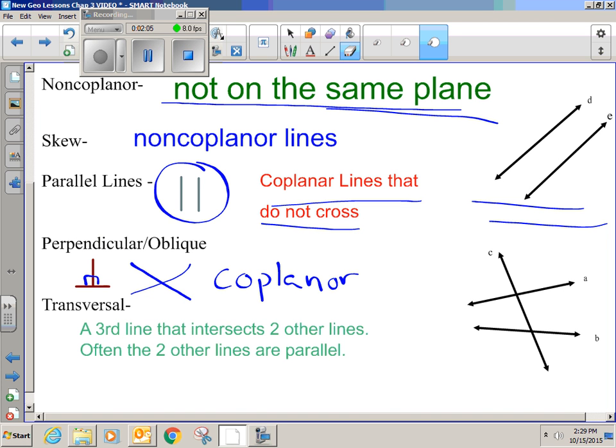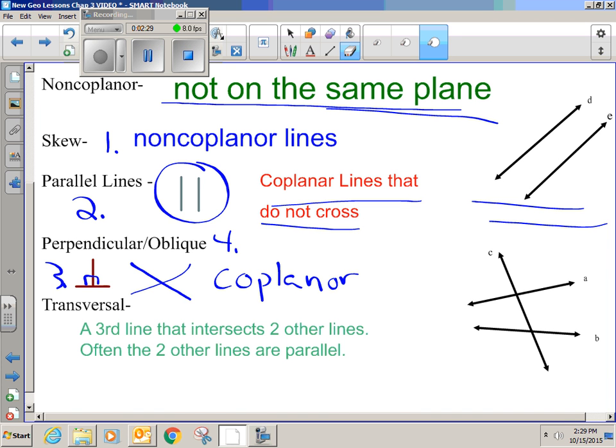Okay? So basically right now you know four types of lines, or four relationships between a pair of lines. Lines are either skew, they don't cross, but they're not on the same plane. They're parallel. They don't cross, but they're on the same plane. They're perp. They cross at right angles. Or four, they are oblique. They cross at non-right angles.